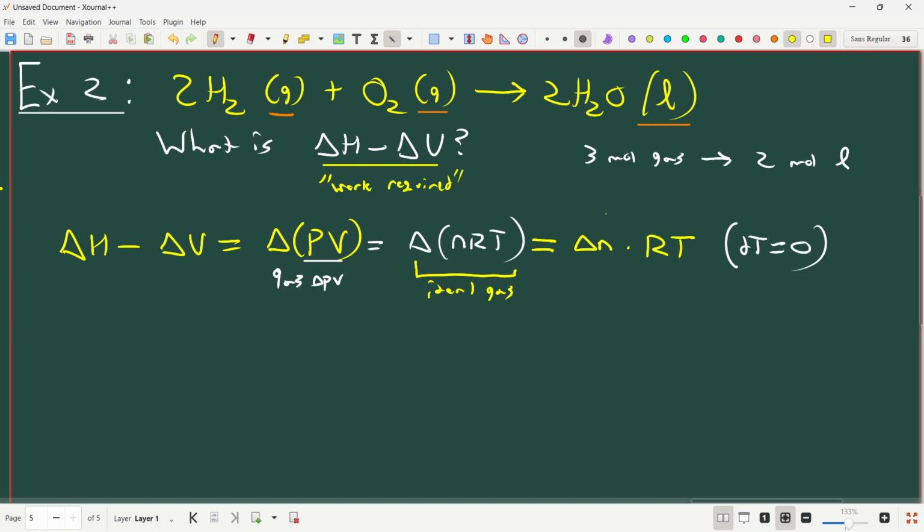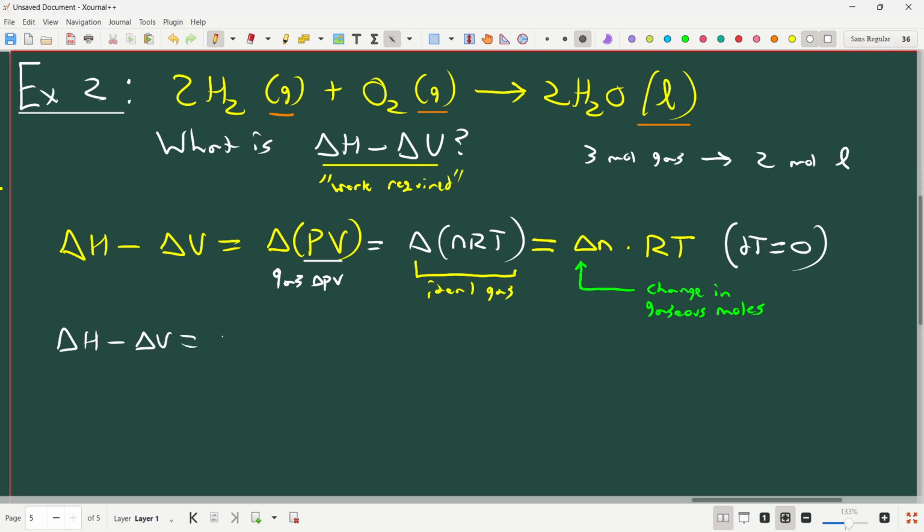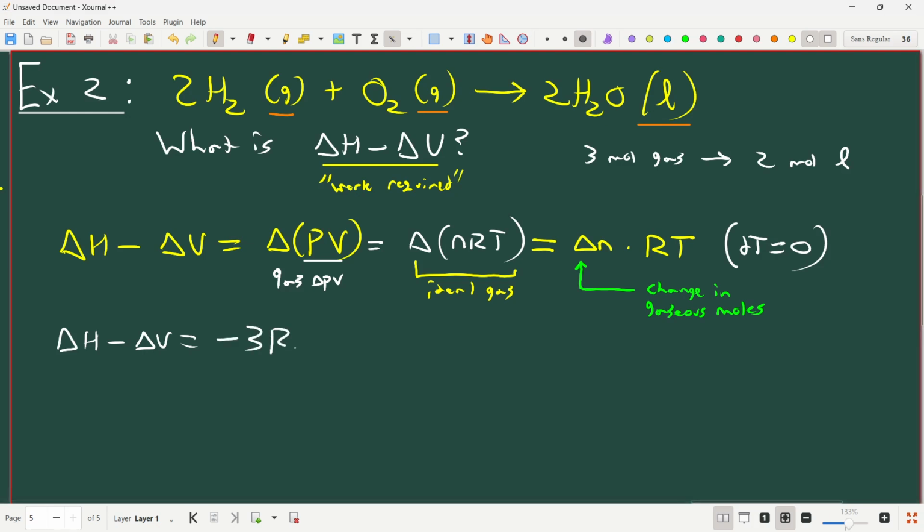So that means the amount of work required is this, where delta n is the change in gaseous moles, vapor moles. Therefore, we lose 3 moles of gas to form 2 moles of liquid. So delta H minus delta U is equal to minus 3 RT, because delta n is equal to minus 3.